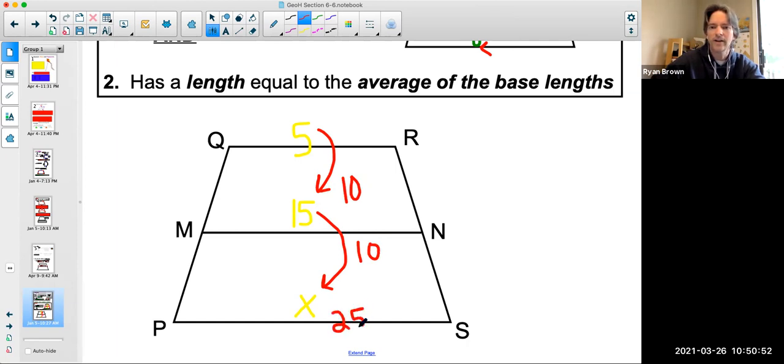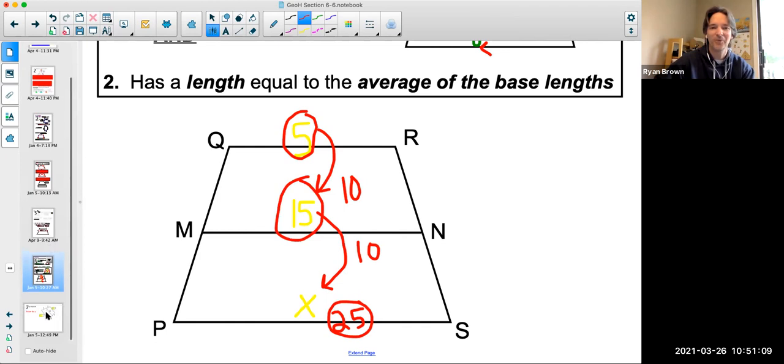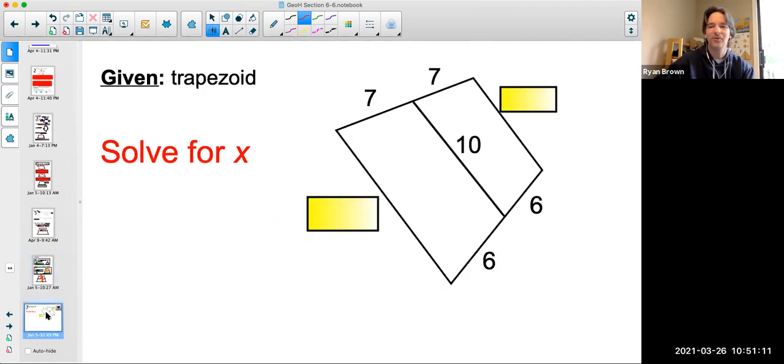Let's double check that. Ready? Let's actually use the real definition. Ready? Let's take the average of the two bases. 5 plus 25 is 30. What's the average of those two? Divide by 2, and you get 15. Isn't that cool? Works out really, really well. Let's try one more. Okay, so let's put a little bit more algebra into it. I'll put this on my other screen so I can play with you with this one.